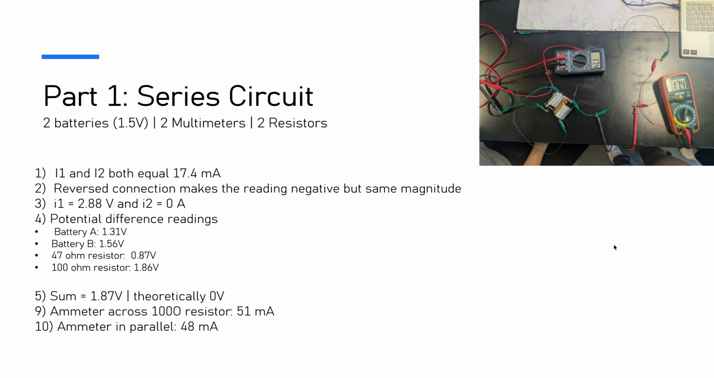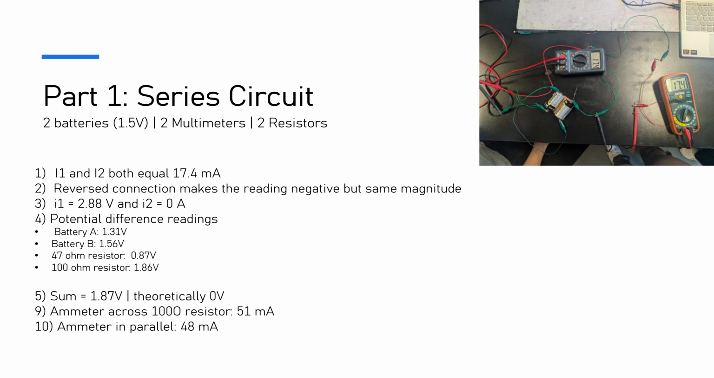For part 1 of this lab, we made a circuit in series, which had two batteries, each of them 1.5 volts, two multimeters, and two resistors. We found that the current of both 1 and 2 were equal to 17.4 milliamps. When directed to reverse the connections, we found the readings to be negative, but of the same magnitude of 17.4 milliamps. Next, we found I1 is equal to 2.88 volts, and I2 is equal to 0 amps.